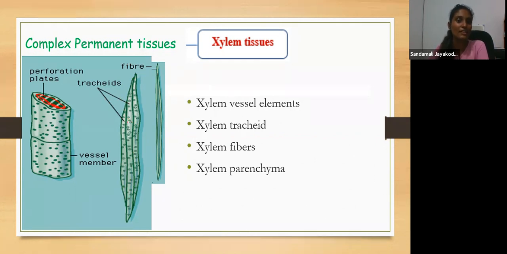Tracheids are much wider than fibers. And all three of these cells are dead cells. They have lignin thickenings in their cell walls, so they are dead cells. But these parenchyma cells, we know, are live cells, found in xylem tissue and also in phloem tissue.